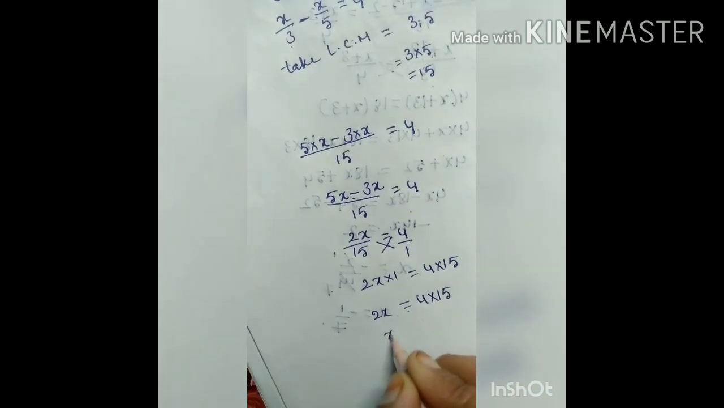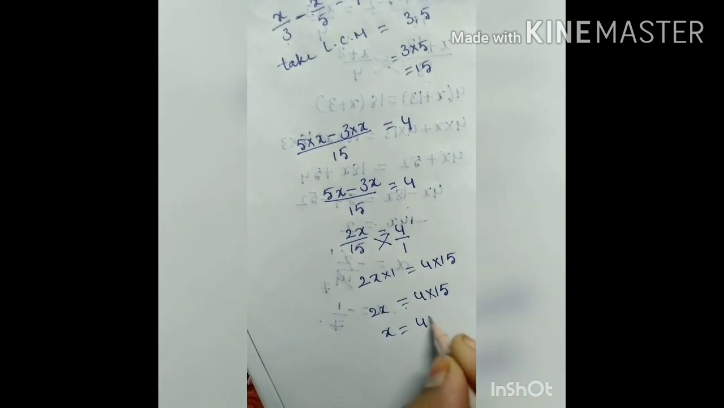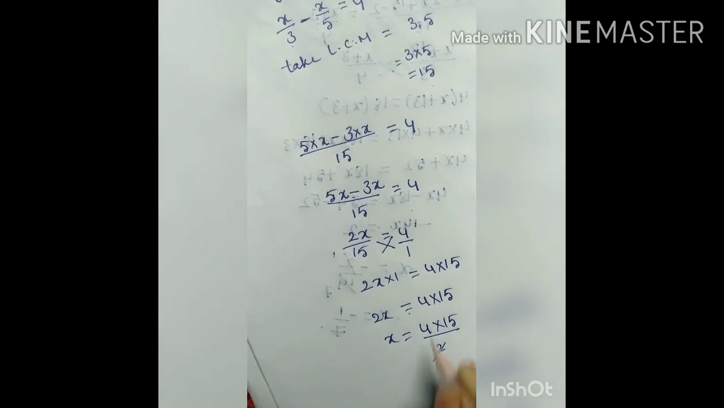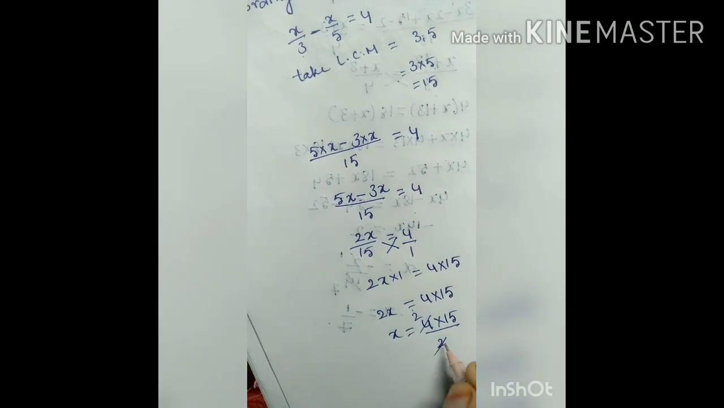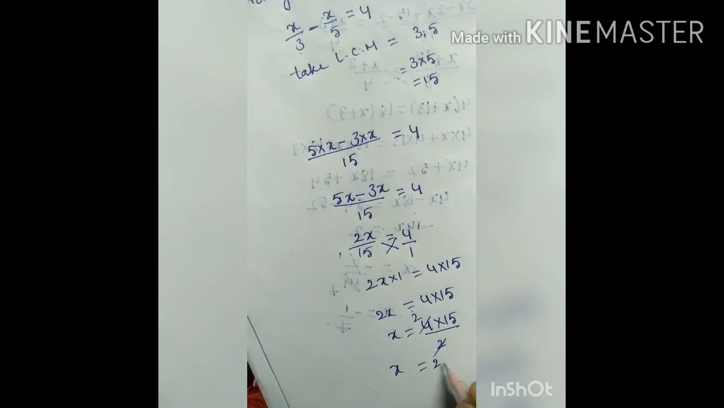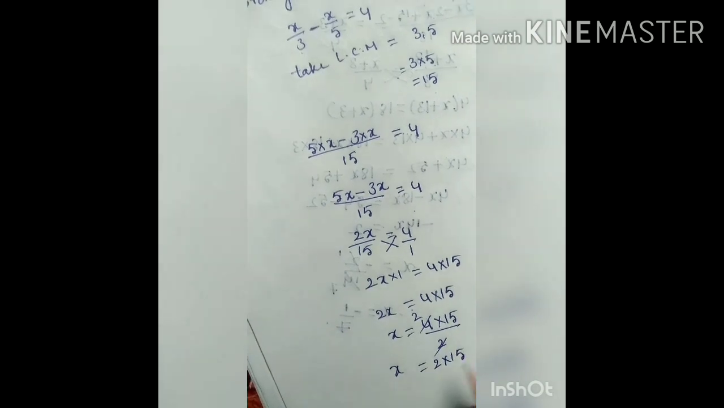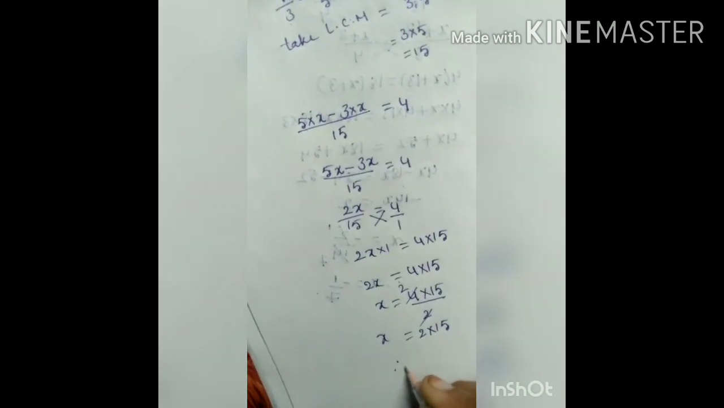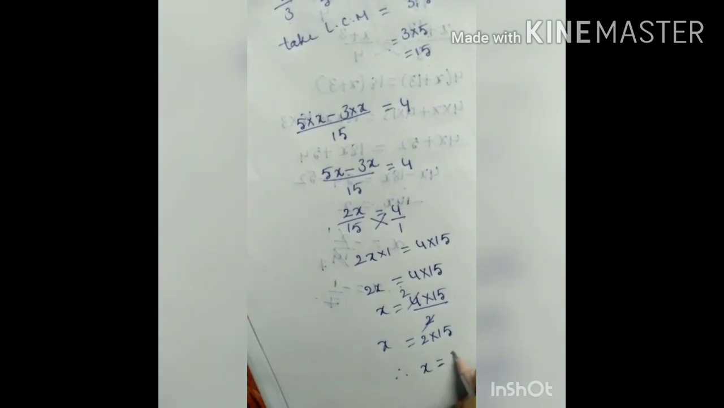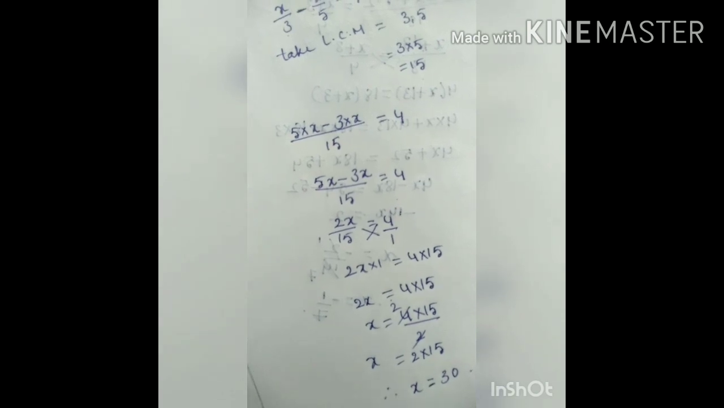So here the multiplication quantity becomes divided by quantity. 15 by 2, how many times is possible? 2 times. 2 2s are 4. x equal to 2 into 15. Therefore, x equal to 15 2s are 30. 15 2s are 30.